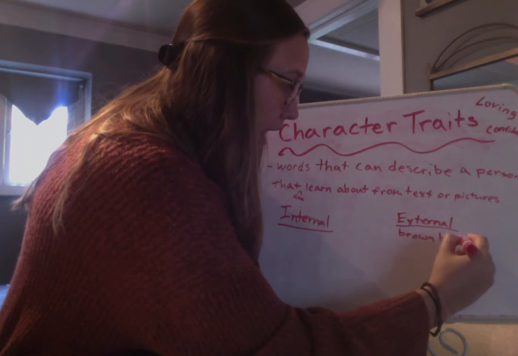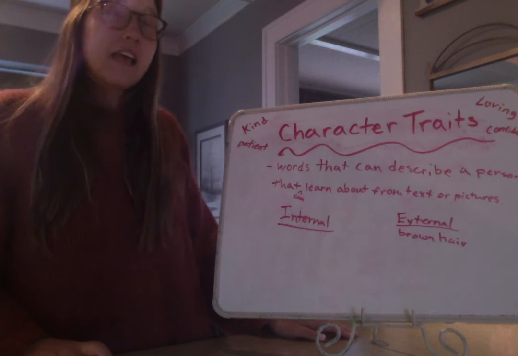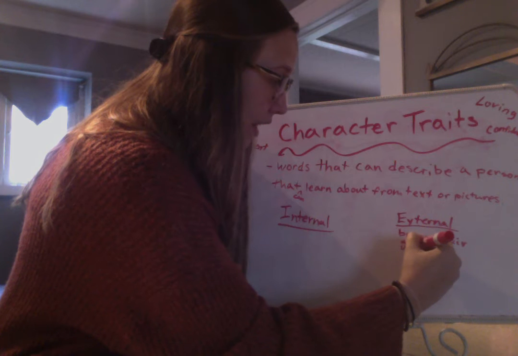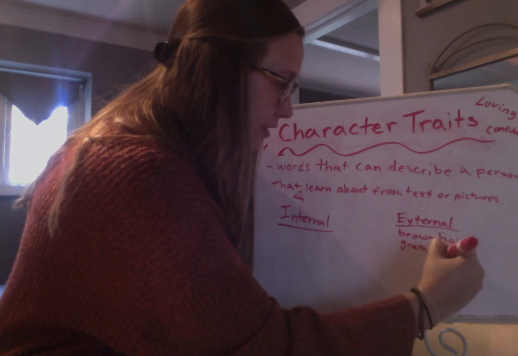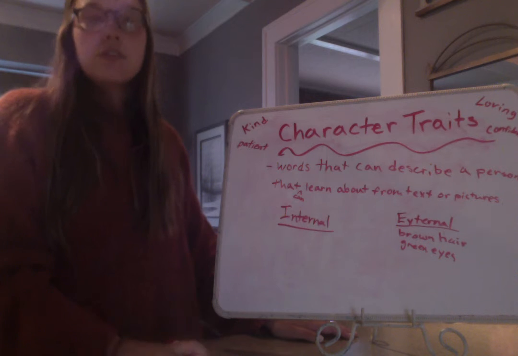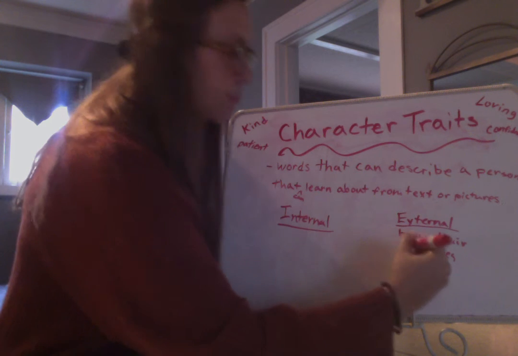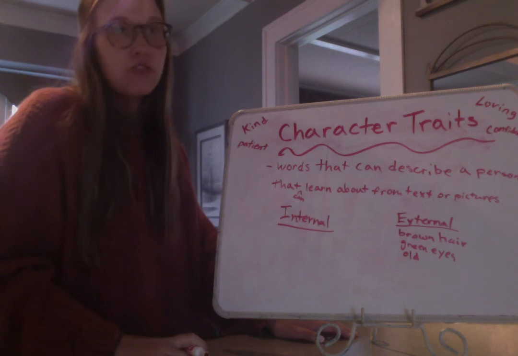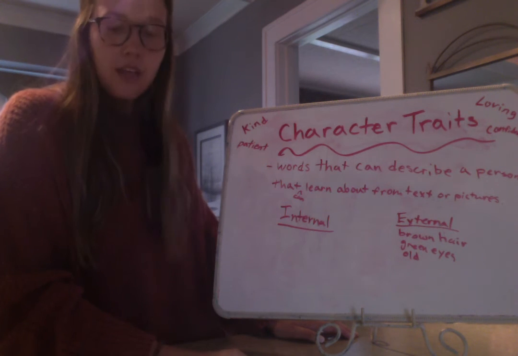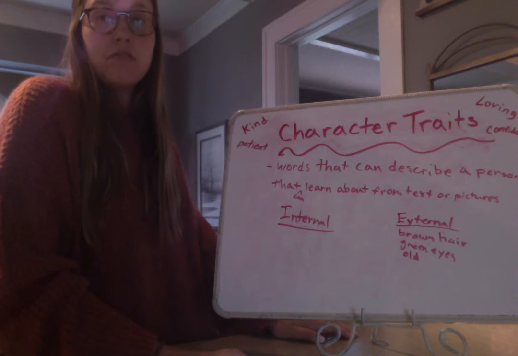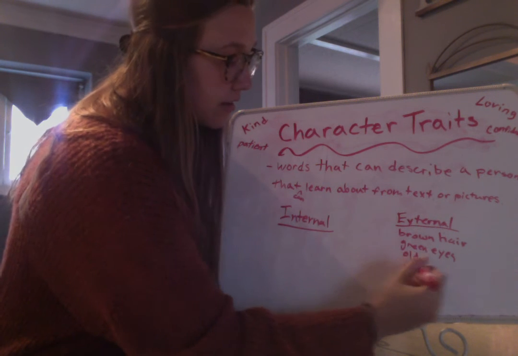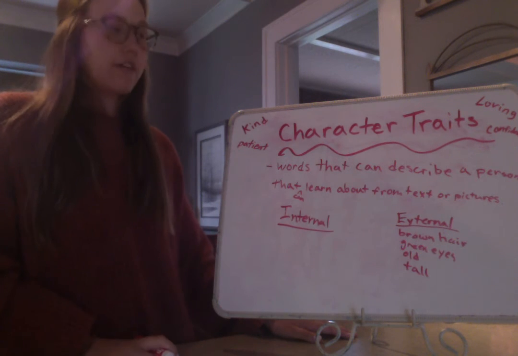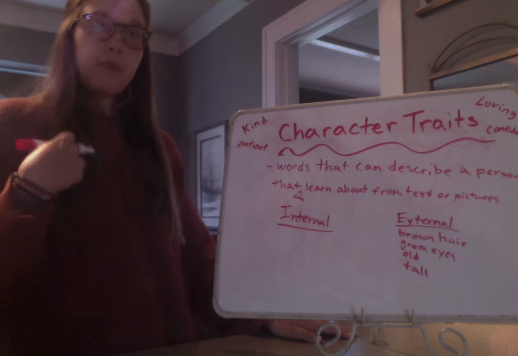Another example for me, I have green eyes, right? That would be another example. I'm old. I'm not young like you guys, because you're in elementary school, so you guys are young. I'm the old one. I'm tall, right? Tall or short, I'd probably be put in the tall category. So those are some external traits for me.